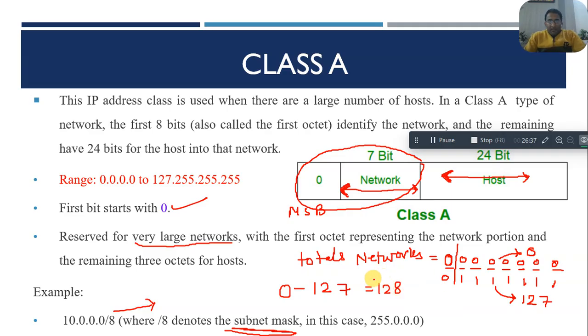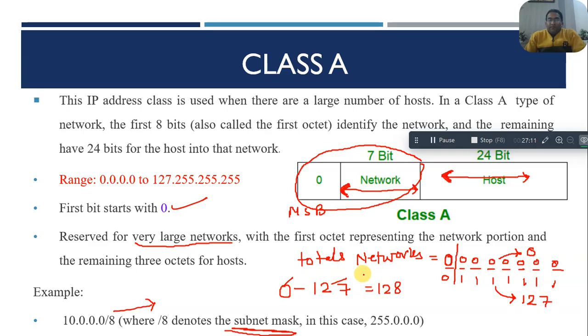But you have to remember that we cannot use the initial address and the last address for assigning IP addresses. Just remember that we cannot use the initial address, that is 0, and the last address, 127, for assigning the IP address to the devices in class A.